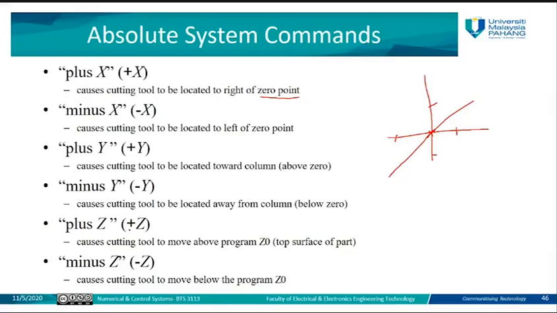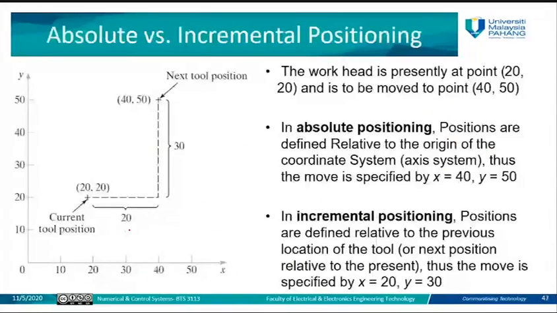So this is one example to show you how we can define the incremental position and the absolute position. I mean absolute coordinates and incremental coordinates. This is the start point, for example, which is 20, 20, and the end point, or the next position, will be 40 and 50. So this is the second point, and here will be the first point. In the case that we want to use the absolute position, we need to select our reference point, which is the 0, 0 point.